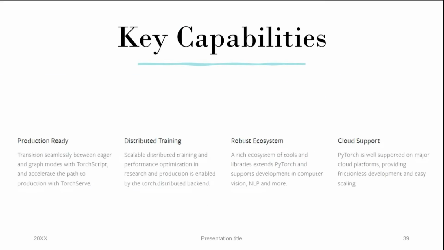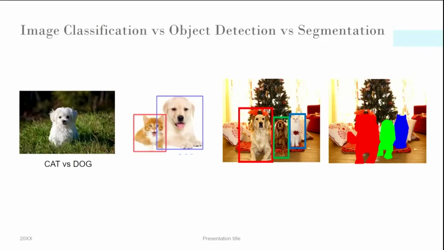So these are the key capabilities. It is production ready and it supports distributed training. It has a robust ecosystem. There are a lot of other libraries, a full ecosystem of tools and libraries extending the capabilities of PyTorch, like, as I said, for deep learning we have Raster Vision and TorchGeo. Then there is cloud support, all major cloud service platforms support PyTorch. These are some terms we'll be using quite frequently.